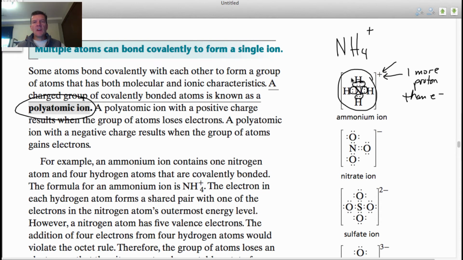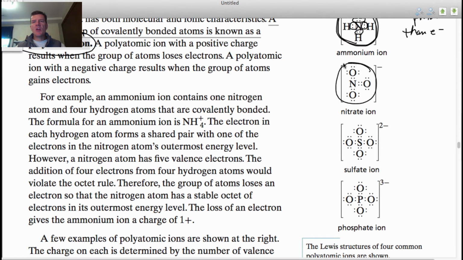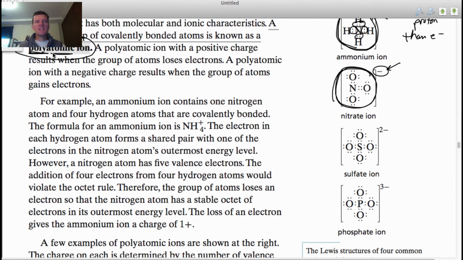The nitrogen and the 4 hydrogens are all covalently bonded, but the whole group has a charge on it because there's an unequal balance between electrons and protons. Okay, same thing here. This is a covalently bonded group, but because it has a charge, it is called a polyatomic ion. Poly means many, so many atoms. It's not just a one atom ion like sodium ion or chloride ion. It has many atoms bonded together covalently, but you don't have the same number of electrons and protons in the whole group, so there's going to be a charge on it, either positive or negative.